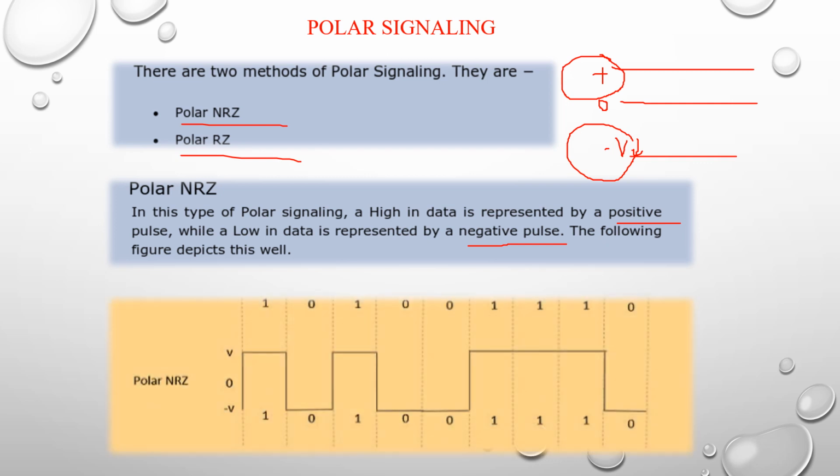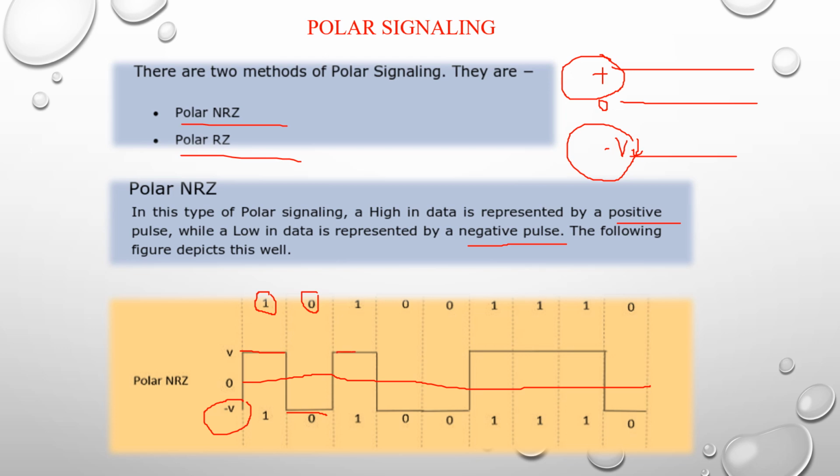So let's consider 1010011110. This is the given digital data. So in polar signaling, 1 is equal to positive voltage level and 0 is equal to negative voltage level. So this is the reference line, reference line 0. The first bit is 1. 1 is equal to positive voltage level and next bit is 0. 0 is equal to negative voltage level and again next bit is 1.